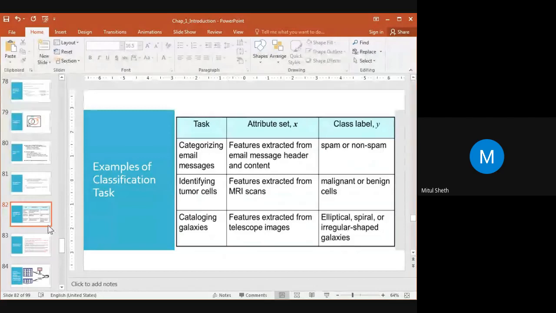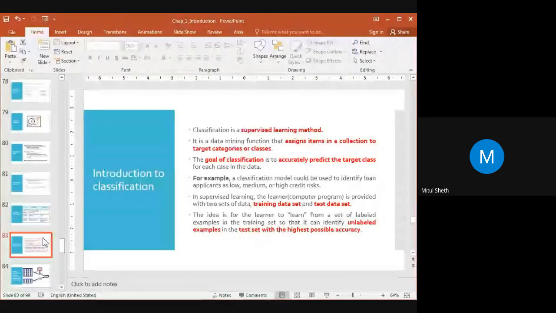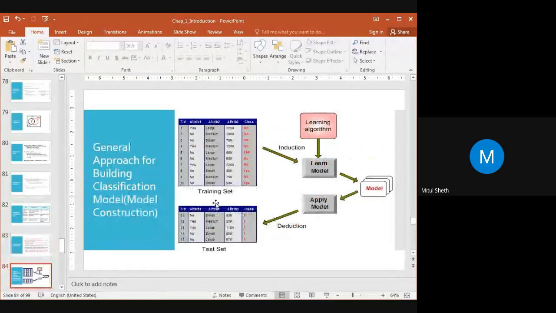Okay, now what is classification? Introduction about classification. It is a supervised learning method. Okay, classification and prediction both are supervised learning methods. What is the supervised learning method? Check this data. Okay, this data is known as the training data. Here you can see in our data the class values are there.